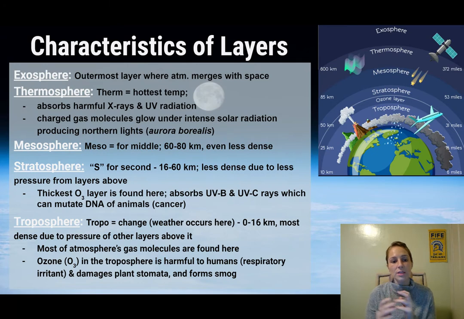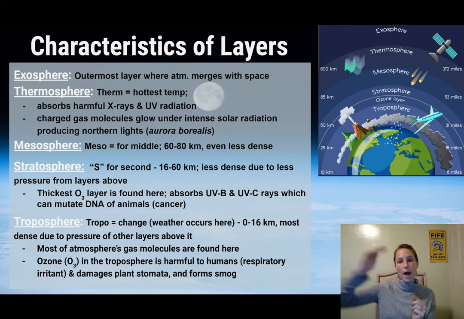And here in the stratosphere is where we're going to find the thickest layer of ozone. So when you think of the ozone layer, this is where we're talking about. And ozone is really important because it's going to absorb UVB and UVC rays. These are types of rays that come from the sun. And UVB and UVC rays are able to mutate the DNA of animals and humans, which causes cancer, which is why we need this ozone layer to absorb these rays to protect us from this damage.